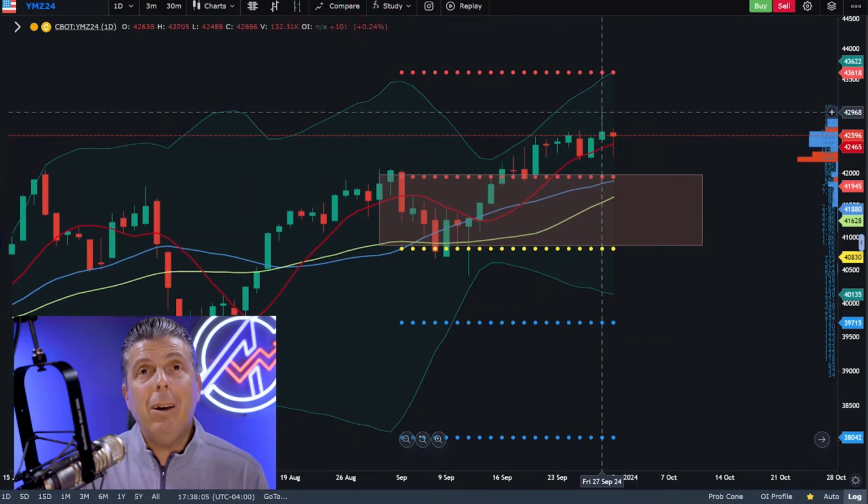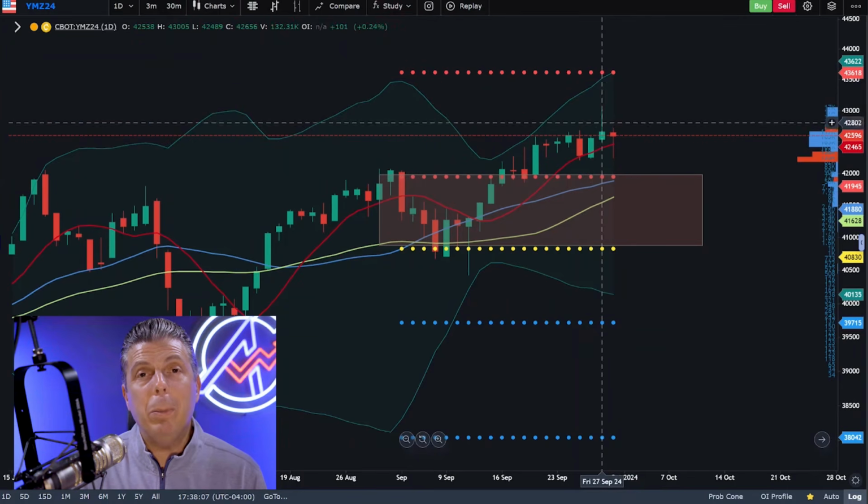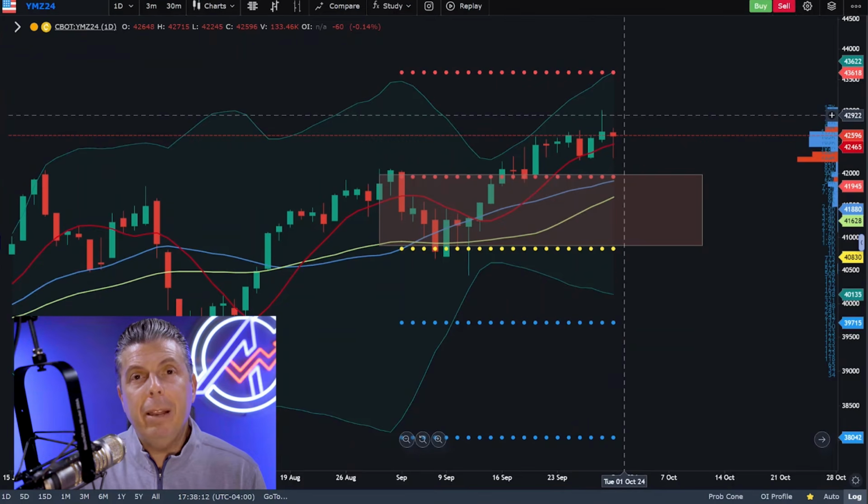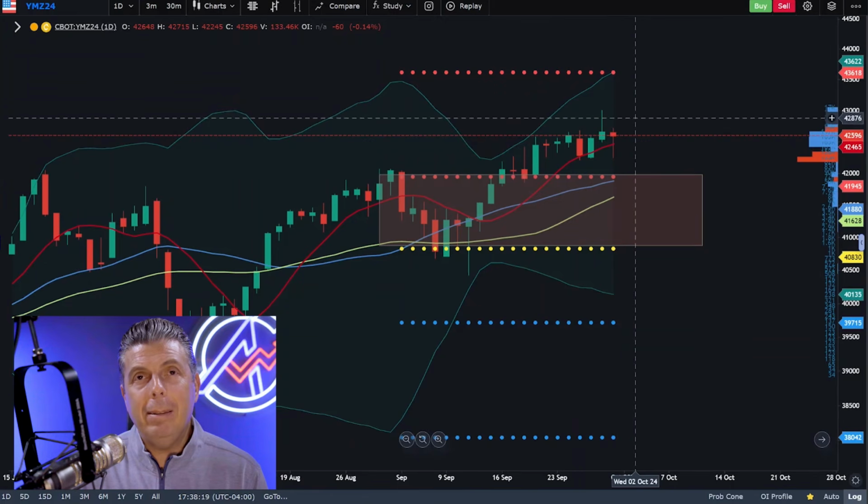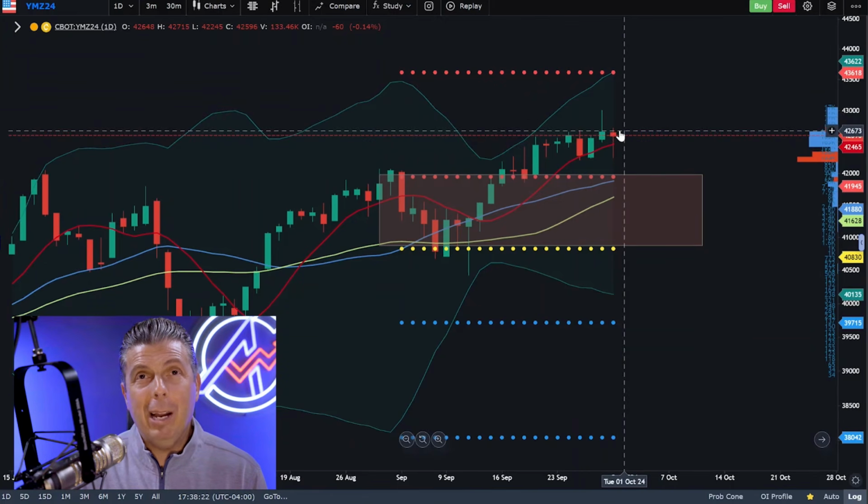Because it's hugging so close to the top Bollinger Band, I expect it to be a really tight grind. I mentioned in the S&P that if the S&P starts to make a higher high over the previous session's highs, I think it could be a ripper. I don't expect that in Dow. I expect a low volatility grind.